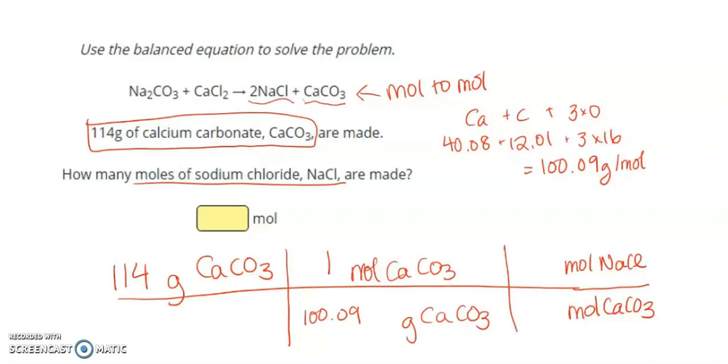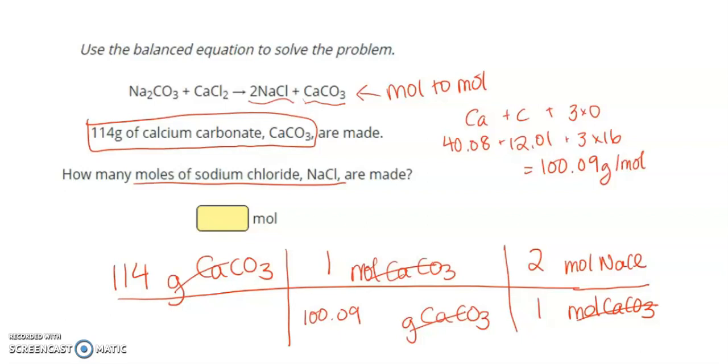Now we'll look at the last column. That's a mole to mole ratio because moles are on the top and the bottom. When we have moles and moles, we look at the balanced equation. So we get 2 moles NaCl, 1 mole CaCO3. Now I just need to cancel my units that are on the top and the bottom. I'm left with moles NaCl. That's where I wanted to get to.